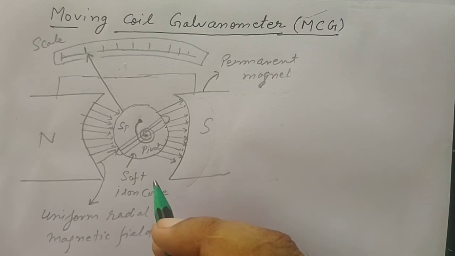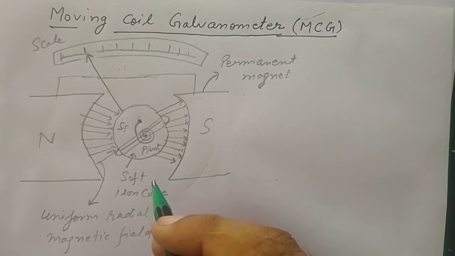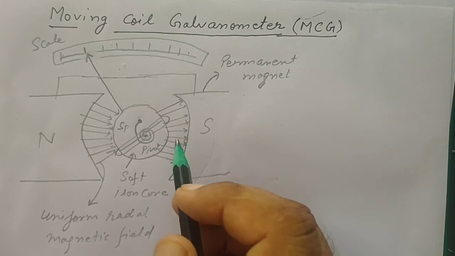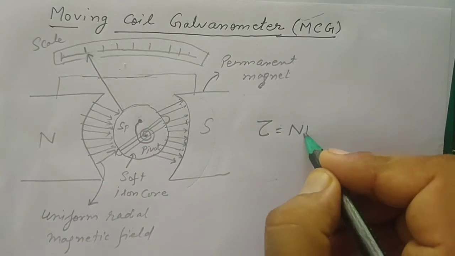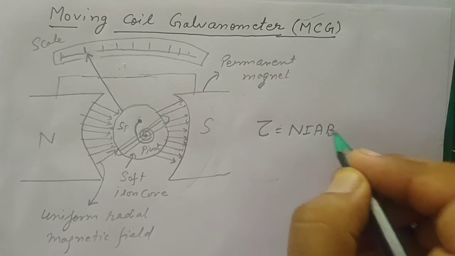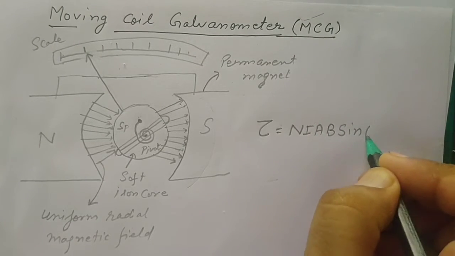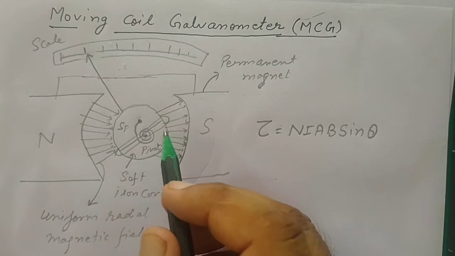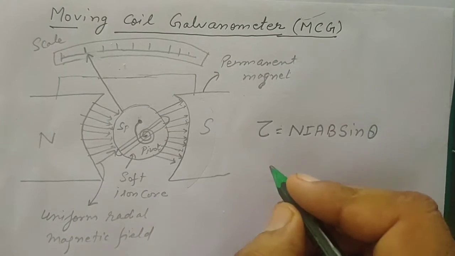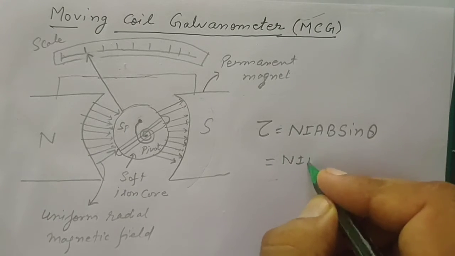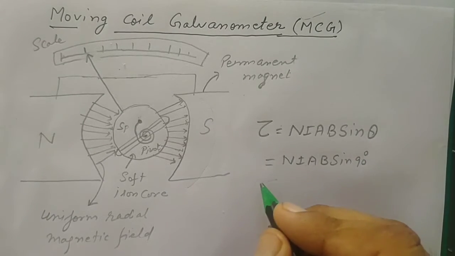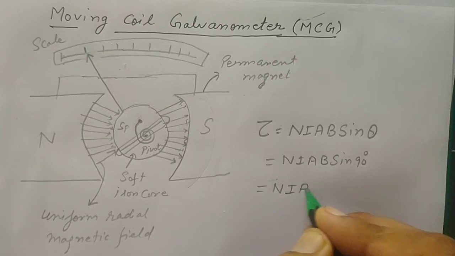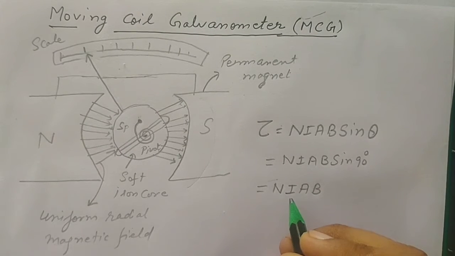We know that when a current flows through a coil placed in a magnetic field, it experiences a torque given by tau equal to NIAB sine theta. Here the field is radial, so theta is 90 degrees. So we have NIAB sine 90 degrees. Sine 90 is 1, so we have NIAB. So this is the maximum torque experienced by the coil.